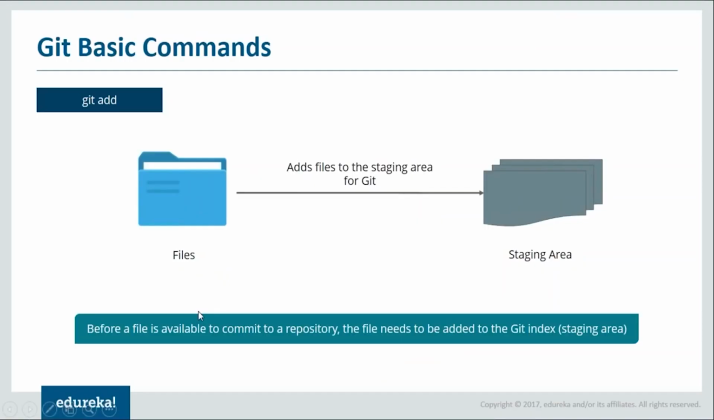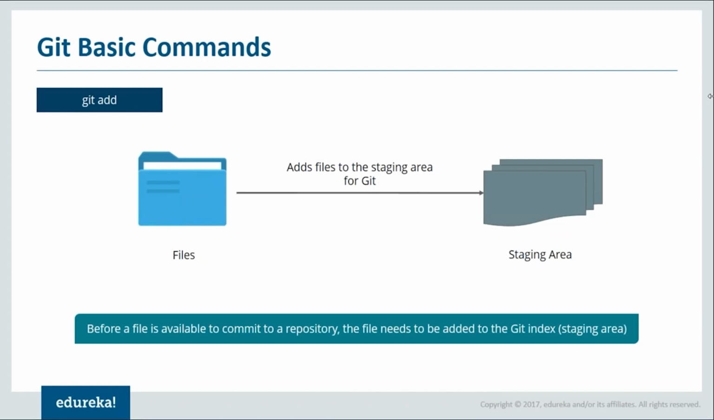Let's talk about git add now. So git add basically adds files to the staging area for Git. Now, Git doesn't track each and every modified file. So whenever you do the commit operation, Git looks for the files present in the staging area. Only those files present in the staging area are considered for commit, and not all the modified files.